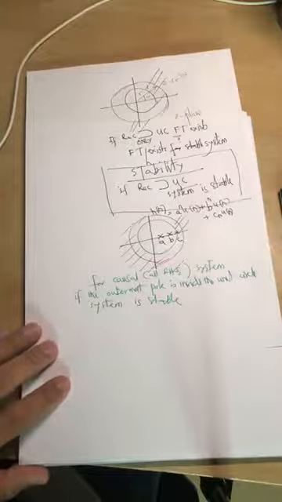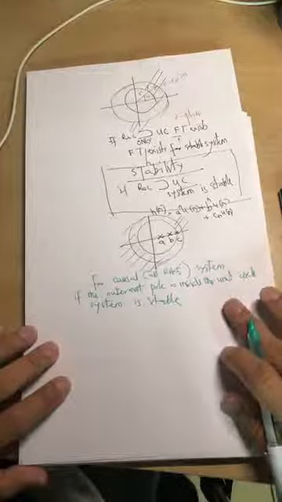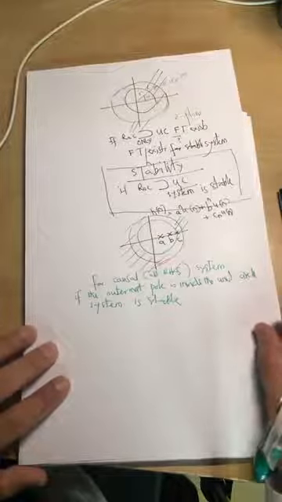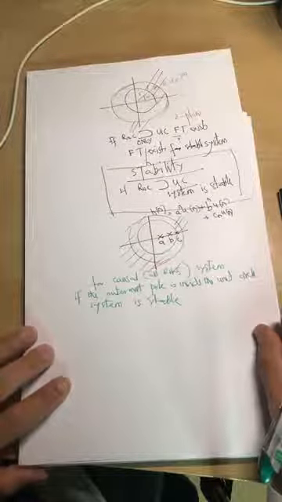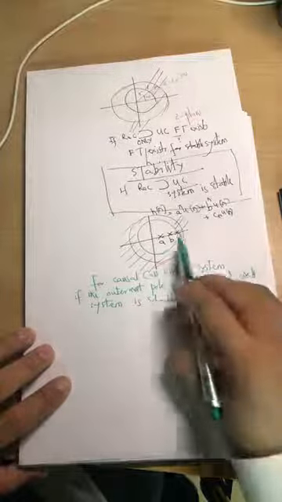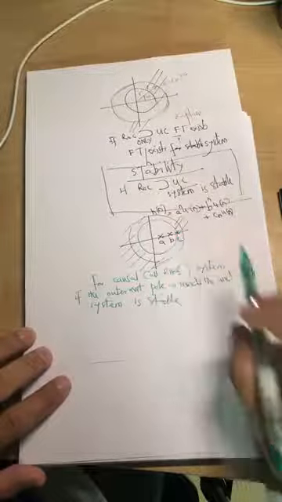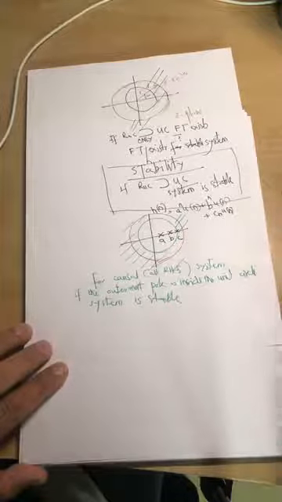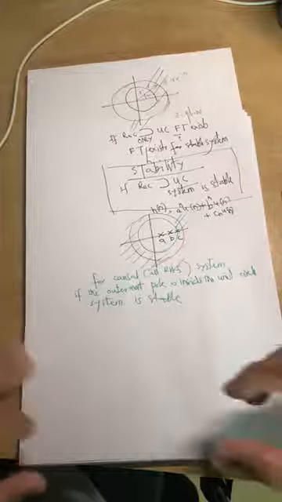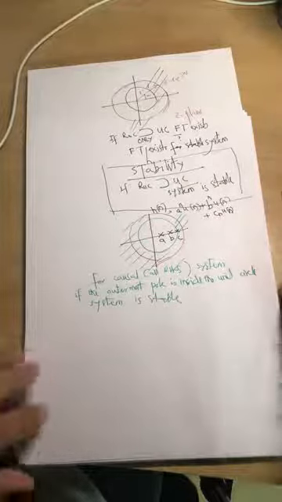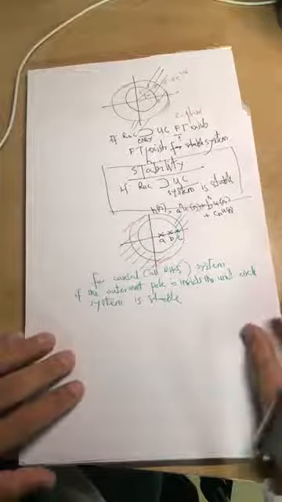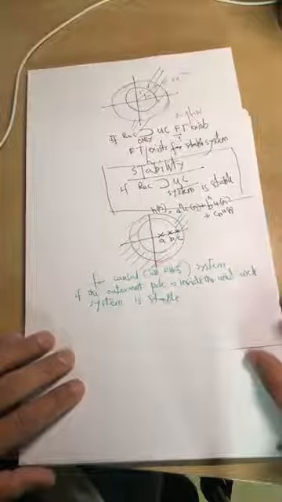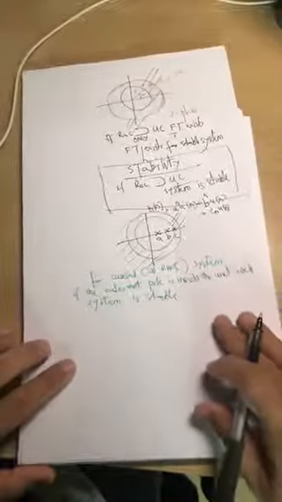So an important property: for a causal system, if the outermost pole is inside the unit circle, then the system is stable. And how about the anti-causal system? Obviously it will be the inverse. If the innermost pole is outside the unit circle, then the system is stable, right?